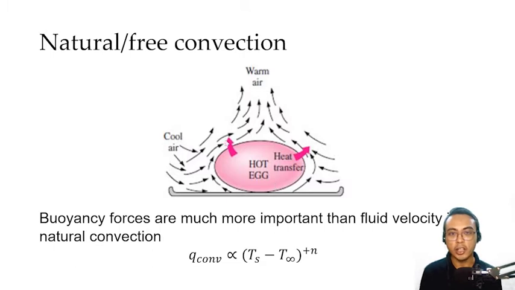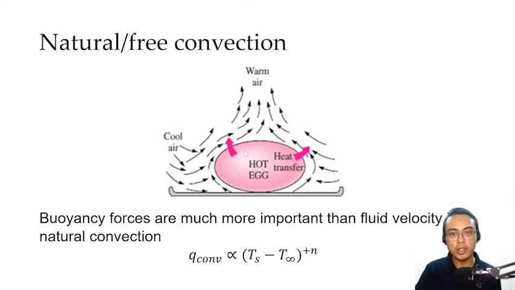Natural convection is best illustrated in this example. We have here a hot egg that is sitting on a surface, and the direction of the movement of air around the egg is shown here. So we all know that warm air gets less dense such that it floats in a pool of cold air. That is the basic principle of natural convection. The buoyancy forces that are a result of the difference in densities of hot and cold packets of fluid are what result in what we call natural convection currents.